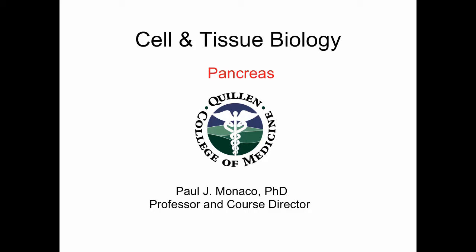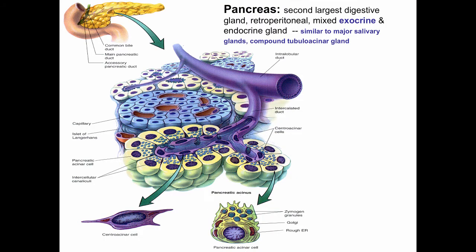This brief podcast will talk about the pancreas. The pancreas is the second largest digestive gland in the body. It's retroperitoneal. It's a mixed exocrine and endocrine gland. It's similar to some of the major salivary glands in that it's a compound tubulo-acinar gland.